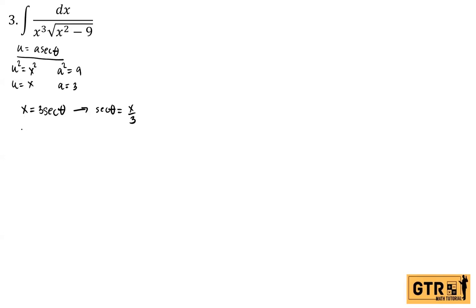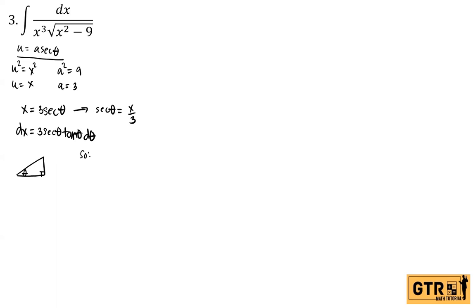So let's differentiate both sides. Therefore, dx is equal to 3 times the differential of secant theta, which is secant theta tangent theta d theta. Okay, so now we can draw the right triangle. This is the theta. We have secant theta is equal to x over 3. The definition of secant theta is the reciprocal of cosine theta.